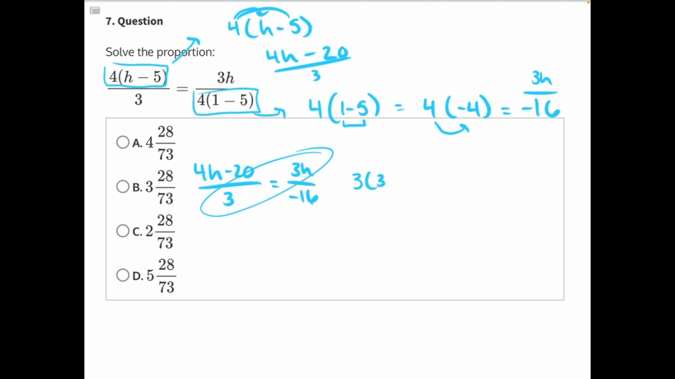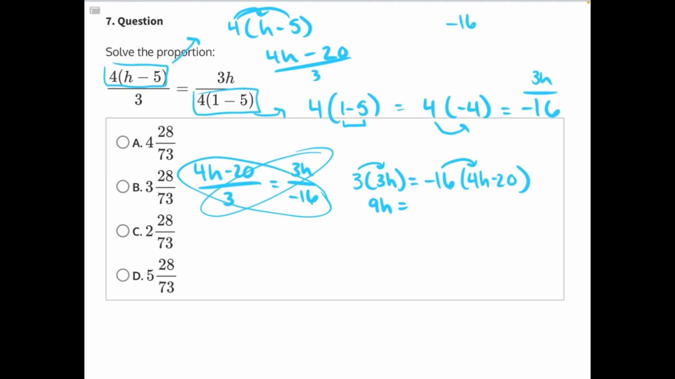3 times 3h is equal to negative 16 times 4h minus 20. Here we can start with 3 times 3, which will give us 9h, equals negative 16 times 4. Can bring that up here. 4 times 6 is 24. 4 times 1 is 4 plus 2 is 6, so we have a negative 64h.